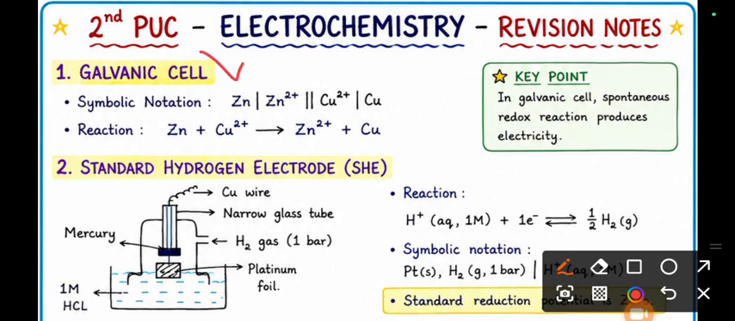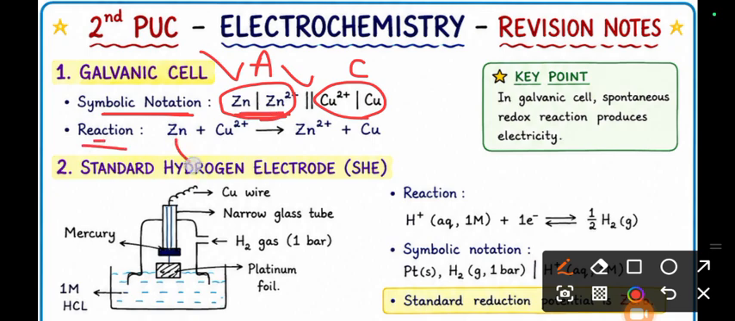Galvanic cell symbolic notation is important to the exam, and the symbolic notation is anode, salt bridge, cathode. So your right hand side is cathode, your left hand side is anode. At anode, oxidation takes place. So if you see the reaction, zinc loses 2 electrons and loss of electron is oxidation.